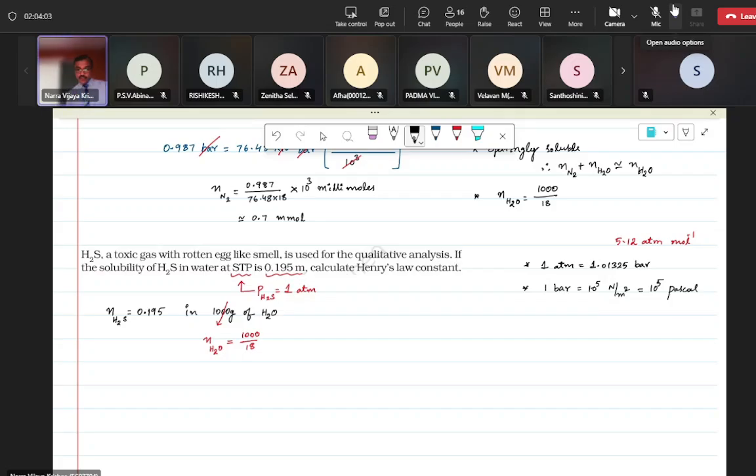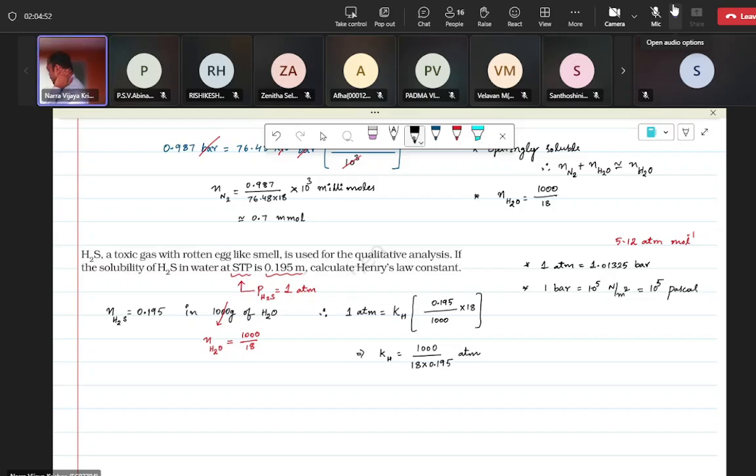So what will I write? Therefore, 1 atmosphere is equal to kH into the mole fraction of H2S. What is the mole fraction of H2S? 0.195 divided by 1000 upon 18, into 18. Correct? So kH equals 1000 upon 18 into 0.195 atmosphere. The unit of kH is atmosphere, no?